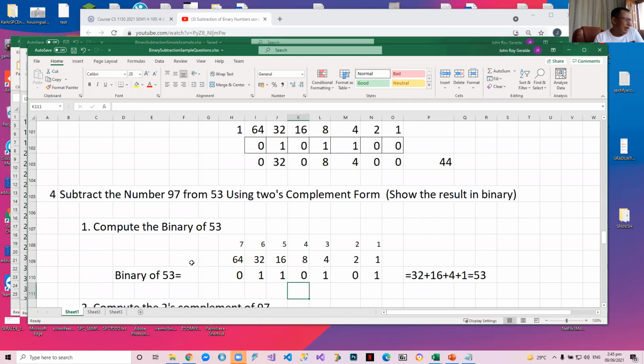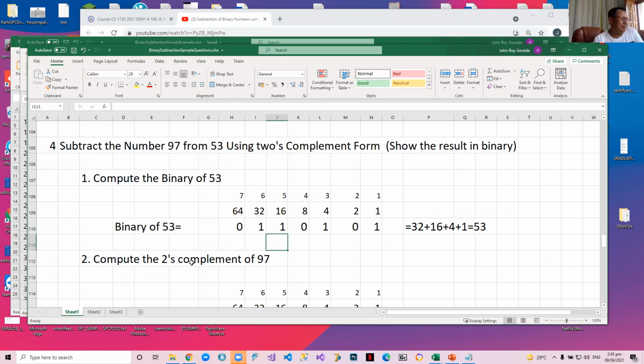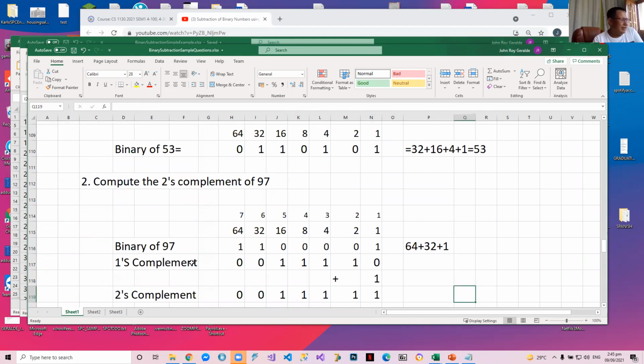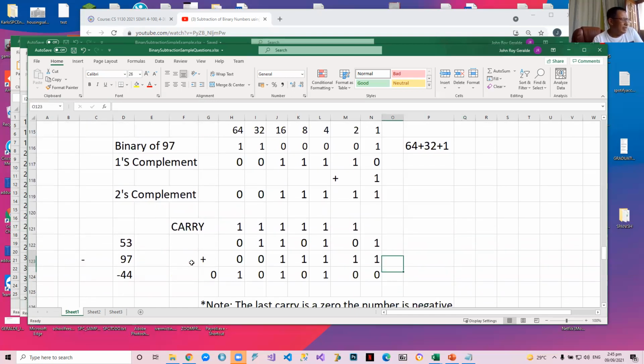Now here's the example. Subtract 97 from 53. Do you follow? So we know 53 to be this, and then 97 to be this, right? 64 plus 32 plus 1, that's 97. And for the 2's complement, we add 1. So we just add 53 and 97 together. Doesn't matter which comes first.